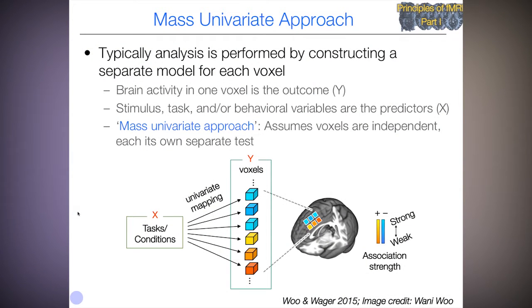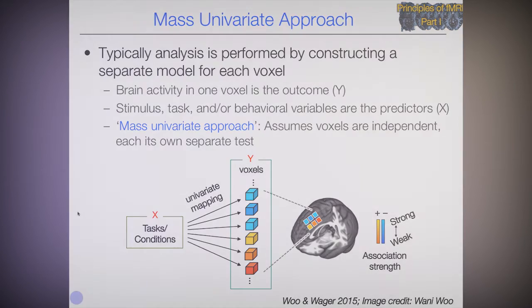So the typical analysis is what's called a mass univariate analysis or approach. What this means is that we construct a separate model for every voxel. So the data at one brain voxel is the outcome, and the predictors are a series of regressors that are developed based on my tasks or conditions. Those are the x variables. In the mass univariate approach, this assumes that the voxels are independent and each is its own separate test.